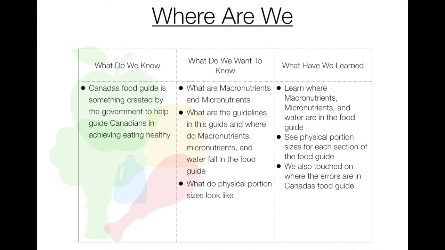So where are we now? So when we started, we knew that Canada's food guide is something laid out by the government for healthy eating. We wanted to know about macronutrients, micronutrients, where these are in the food guide. We've learned where the macronutrients and micronutrients are in the food guide. We've seen physical portion sizes, and we also touched on where errors are in the food guide.